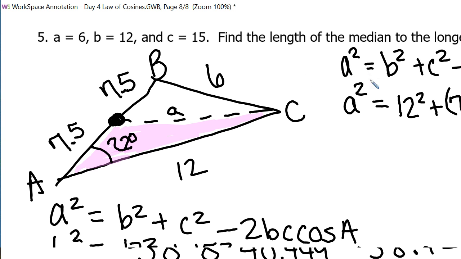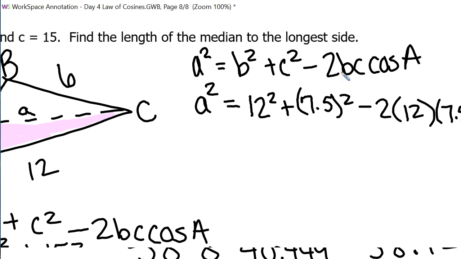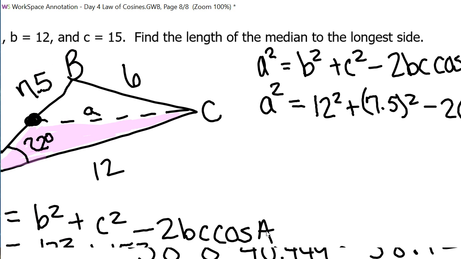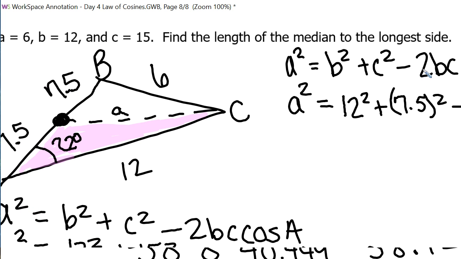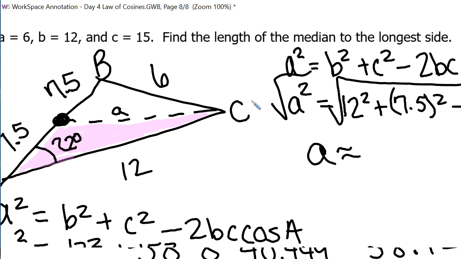minus 2 times 12 times 7.5 times the cosine, and we now know that angle A is how many degrees? 22 degrees. And if A is being squared, the inverse would be square root. And what is the length of that median to the nearest tenth? 5.8. 5.8, and we don't have units, so it's just 5.8.